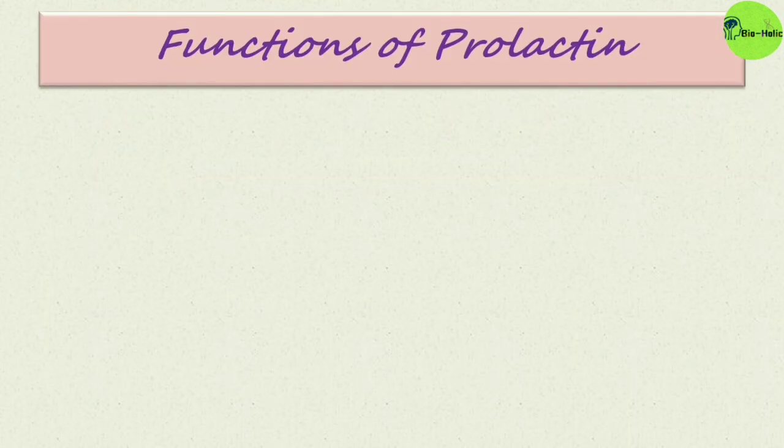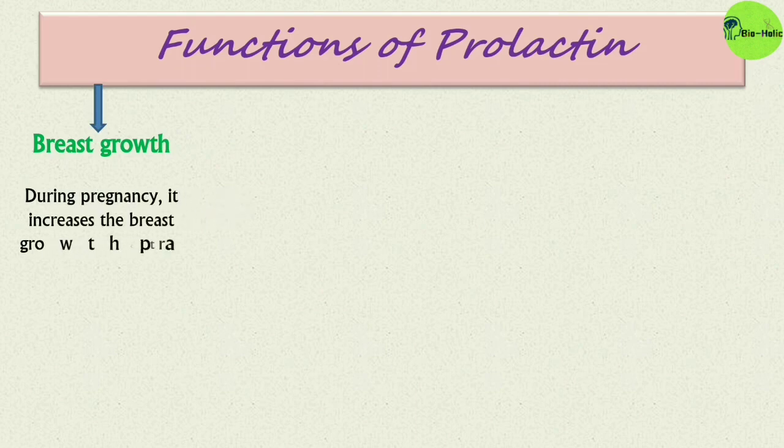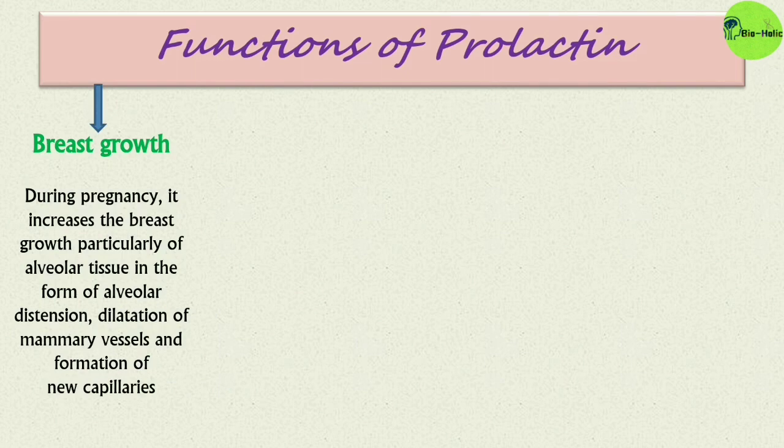Prolactin has mainly 3 functions. First of all, it plays role in breast growth. During pregnancy, it increases the breast growth, particularly of alveolar tissue, in the form of alveolar distension, dilatation of mammary vessels, and formation of new capillaries.